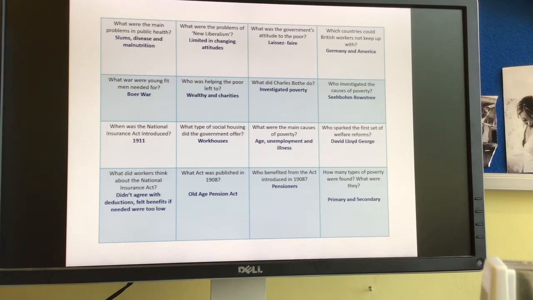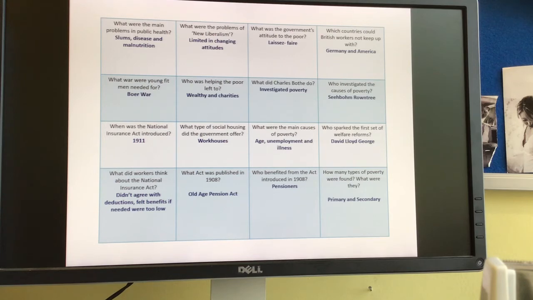The countries which British workers were not keeping up with were Germany and America. We know that the war that young people needed to be fit and ready for was the Boer War, but they weren't. Who was the helping of the poor left to? Well, it's the wealthy and the charities at the time. And then Booth investigated poverty in London, and Rowntree also investigated the causes of poverty, but also poverty in York.